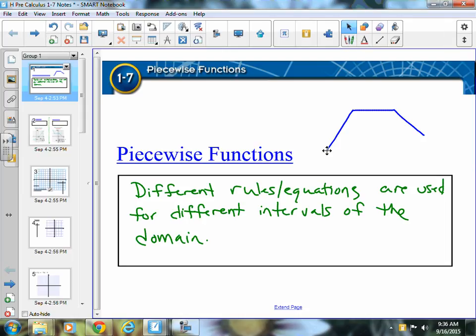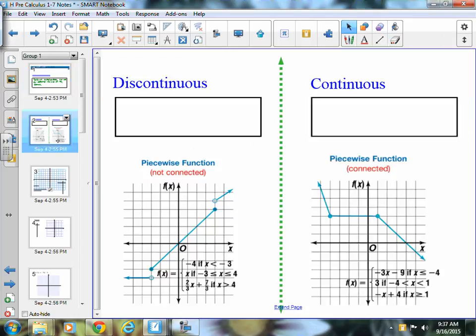So that would be a situation where you'd have to use 3 different rules in the picture that I just drew to describe what's happening for the graph. And that's exactly what a piecewise function is. It's something where there's different rules for each part of the domain. All right, so there's 2 different kinds of graphs like this. We have what we call discontinuous ones and continuous.